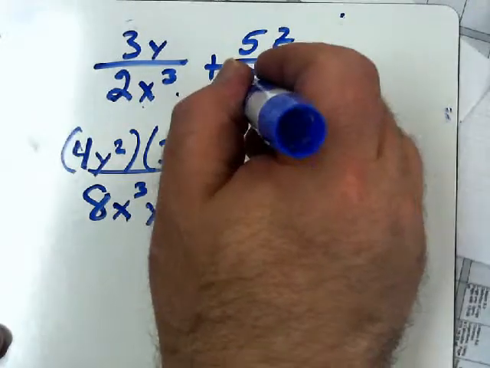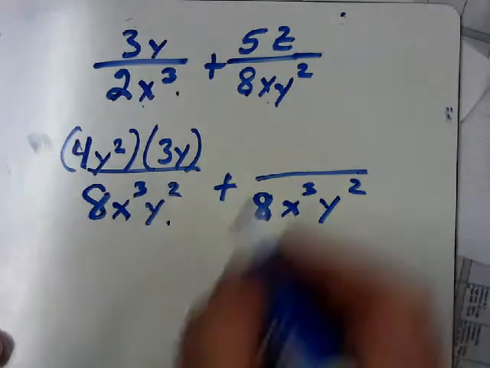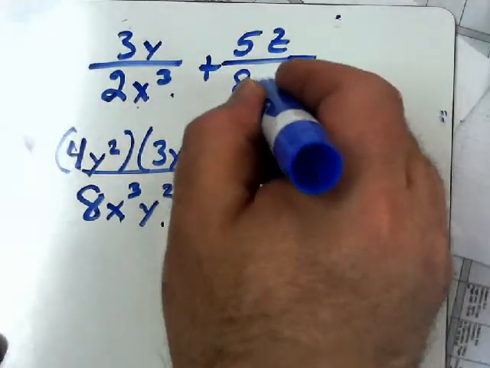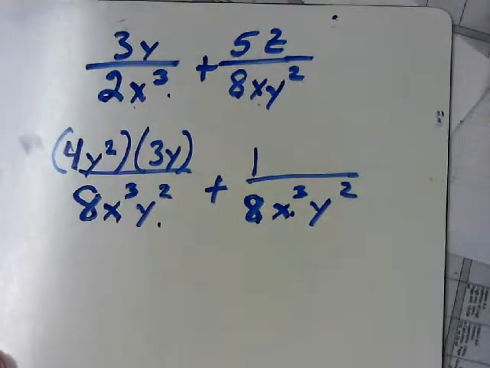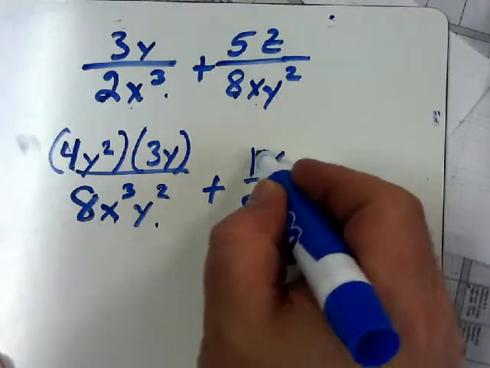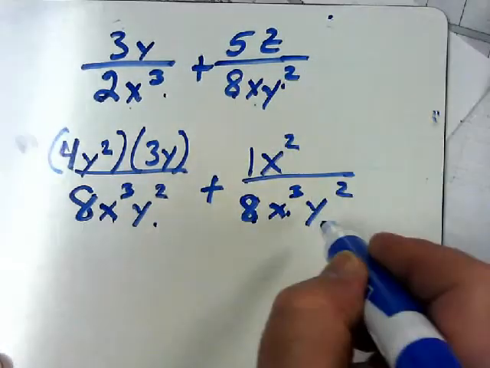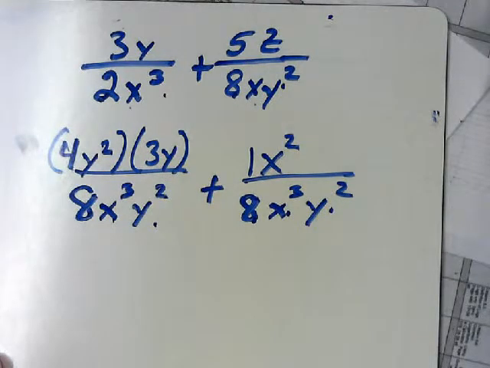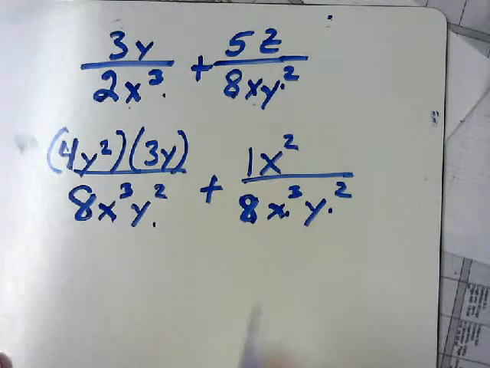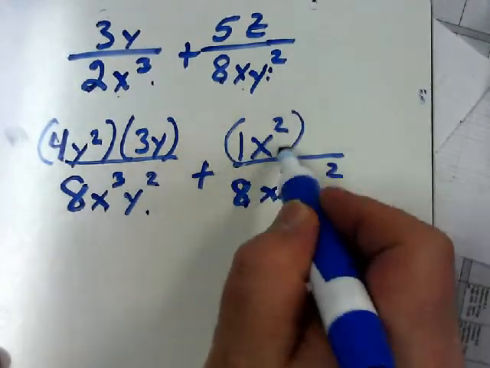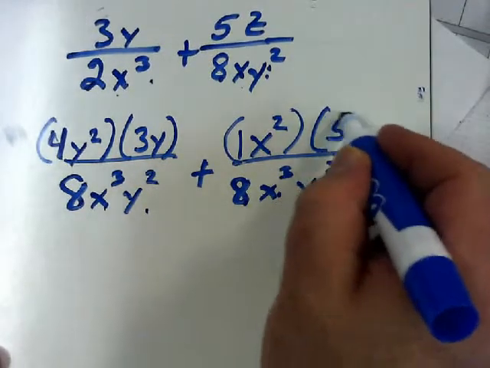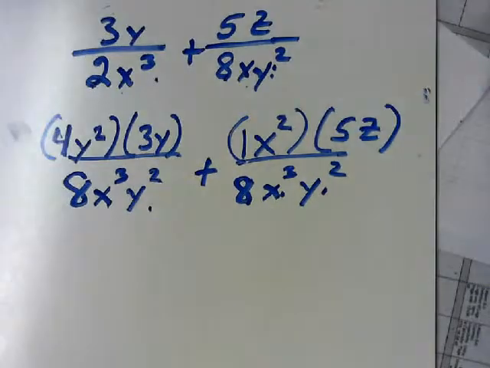What do I have to multiply 8 by to get to 8? 1. What do I have to multiply x by to get to x cubed? x squared. What do I have to multiply y squared by to get to y squared? 1. If they're the same, I multiply by a 1, don't I? And what's 1 times 1? 1. Times what? z. Times z, 5z.